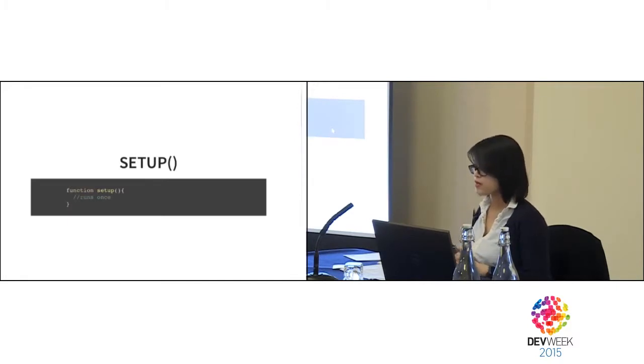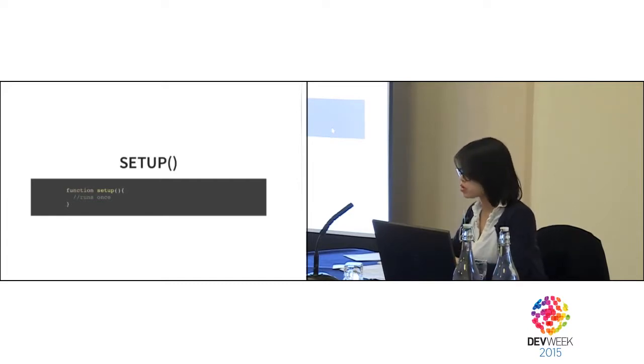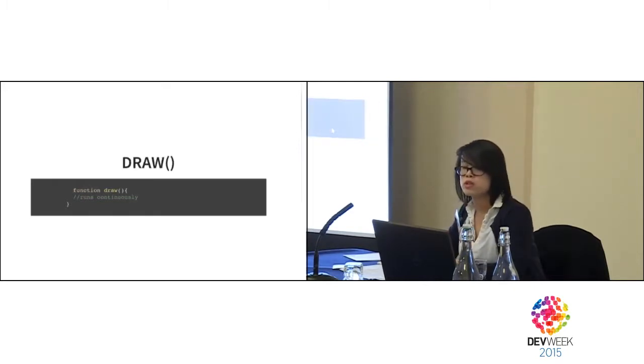So P5.js has two very important functions, setup and draw. The setup function only runs once. It's not best practice to have it run in setInterval or window.requestAnimationFrame. And this is where people usually set up their initial parameters for an animation. Then we have a draw function which runs continuously.